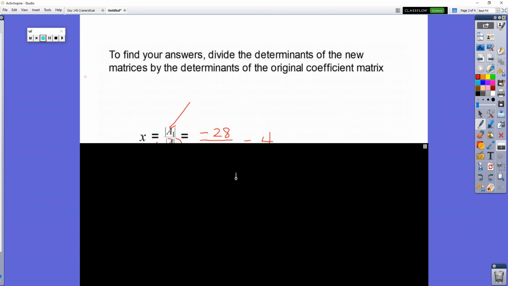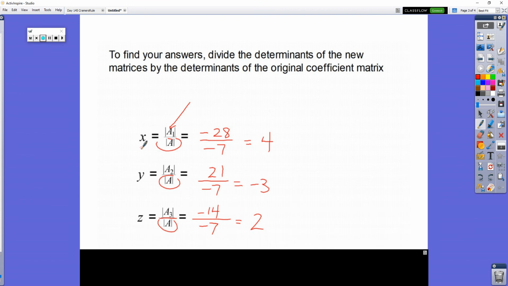And the cool thing here is the answer, the letter that you're going to find, for example X, is going to be found by dividing the determinant for A1 by the determinant of A. So the letter that you're trying to find is in the column that we replaced. In A1, we replaced the first column. That means it's going to help us find the first letter. Column 2 was the letter Y, and so when we replaced column 2 to make matrix A2, that's going to help us find the answer for Y. And A3 helps us find the answer for Z.